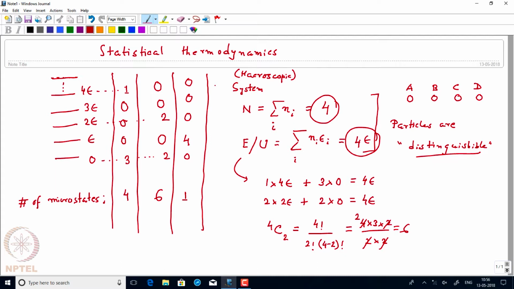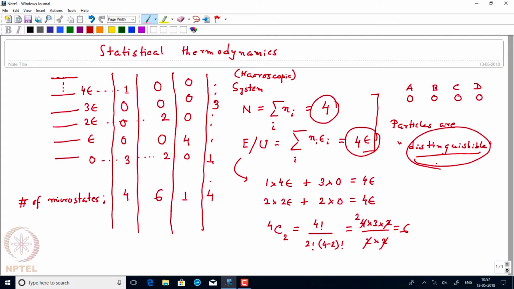And similarly, I can also have many other ways. You can think about it like I can put 3 particles in energy level 3 epsilon, and I can have 1 particle in energy level 0. Then again, there can be many different distributions. That 1 particle in the 0 energy level can be chosen in 4 different ways. It can be A or B or C or D. So it will have number 4. Now what we see is very interesting: the number of microstates, since the particles are distinguishable, changes from one distribution to the other.